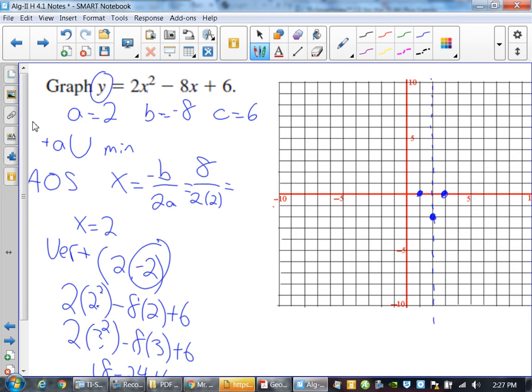So now, everybody understand why I'm going to choose 0? Because it's easy. Because 0 squared is 0. 0 times 2 is 0. 0 minus 0 is 0. 0 plus 6, though, is 6. Which means if 0 is 2 away, 4 is 2 away, and it's also 6. And that's how you do those. That's it.